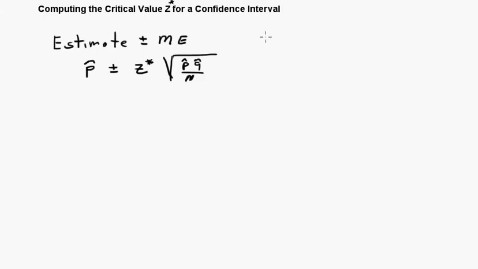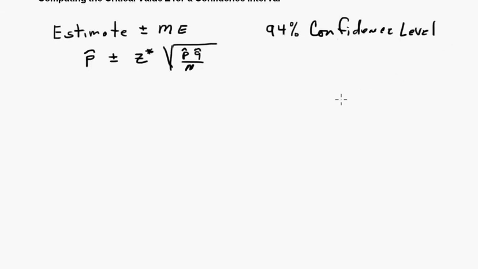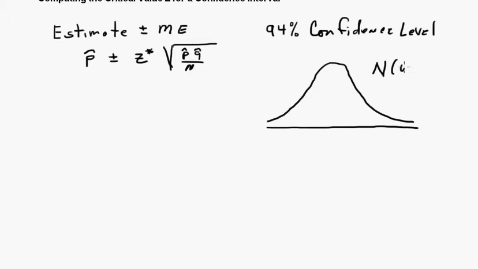So let's say that we want, I'll just take an odd one, let's say a 94% confidence level. Okay, so if we go to the standard normal model, let's see if I can draw it reasonably well. The reason we say standard is its center is at 0 and the standard deviation is 1. Okay, it's very easy to work with.